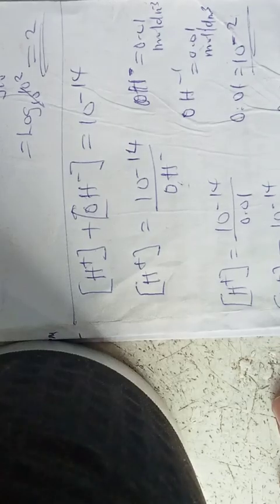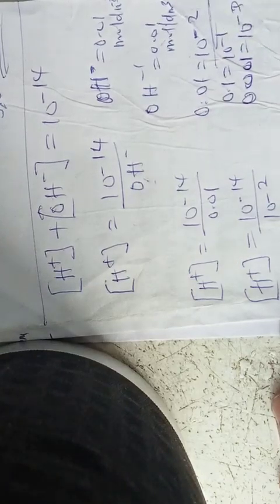If I have 0.001, it also means 10 raised to the power of minus 3. If I have 0.1, it means 10 raised to the power of minus 1. So that is the same thing.